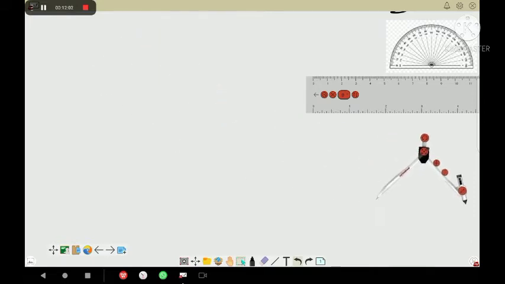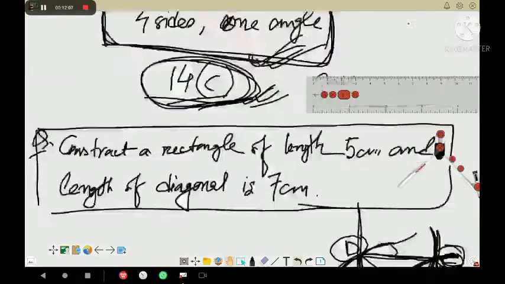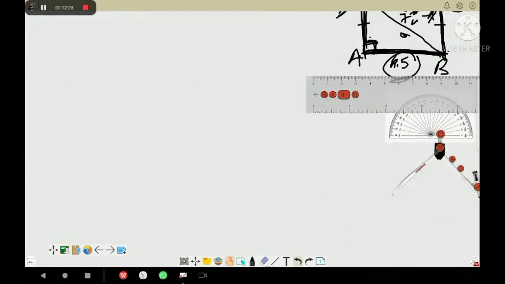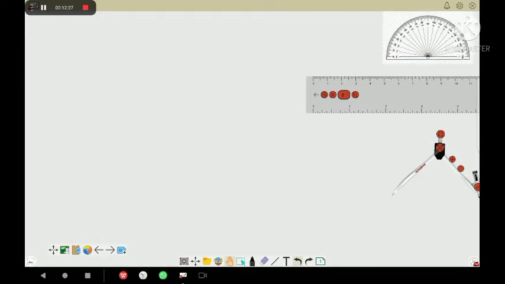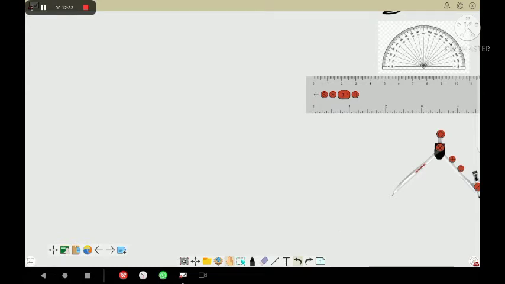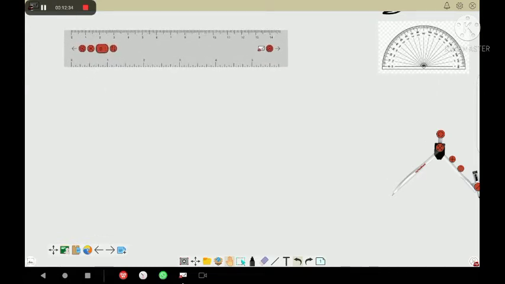We need one compass. So what is the question? The question is, construct a rectangle with length 5 centimeter and one diagonal is 7 centimeter. That means we need 5 centimeter and 7 centimeter. So it is better first you draw two lines with the help of a ruler.